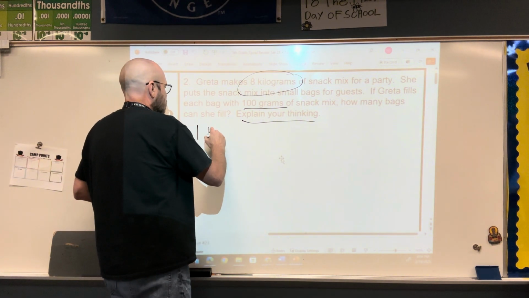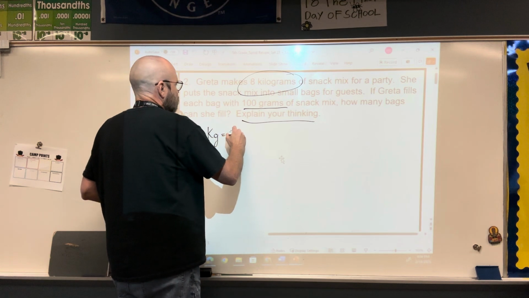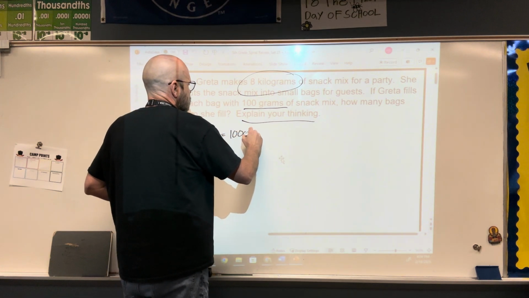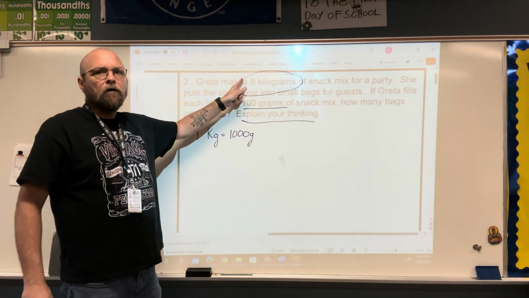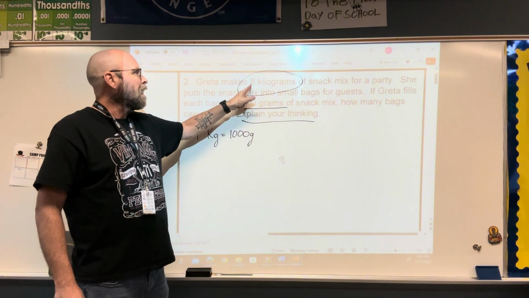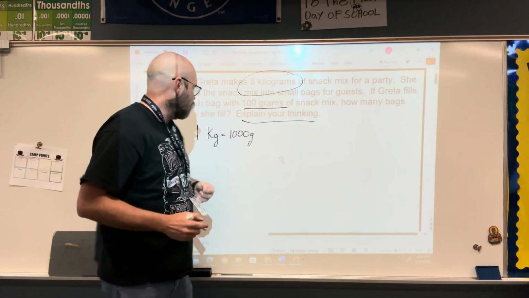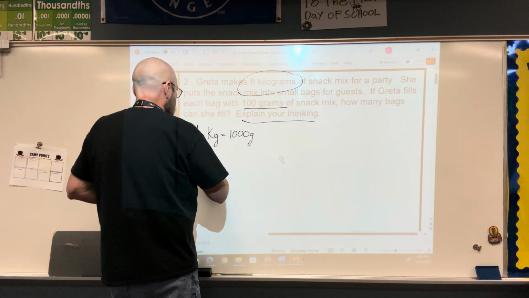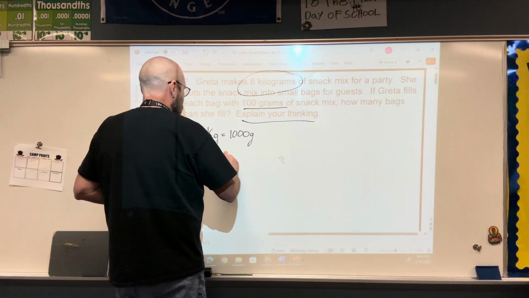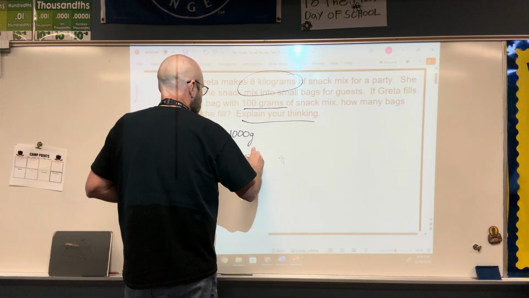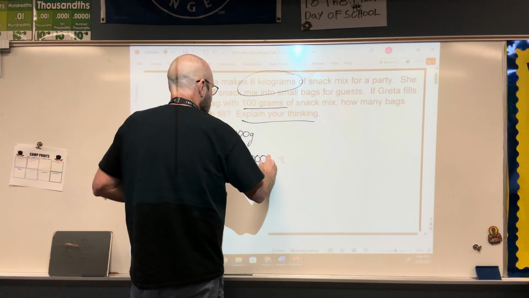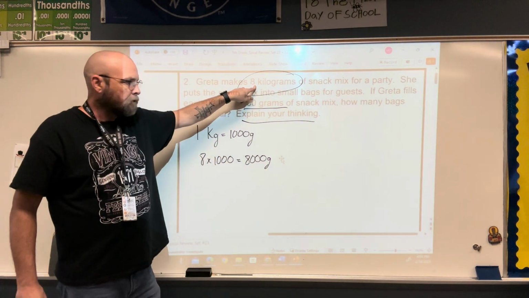Well, 1 kilogram equals 1,000 grams. So we need to figure out how many grams are in 8 kilograms. I'm going from kilograms to grams, so I'm going to multiply. So 8 times 1,000 is going to be 8,000. So we have 8,000 grams is what she has here.